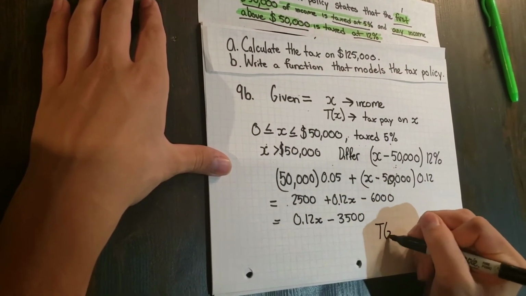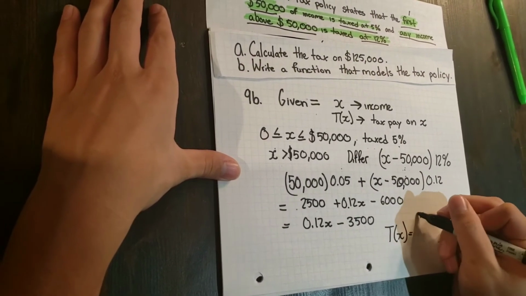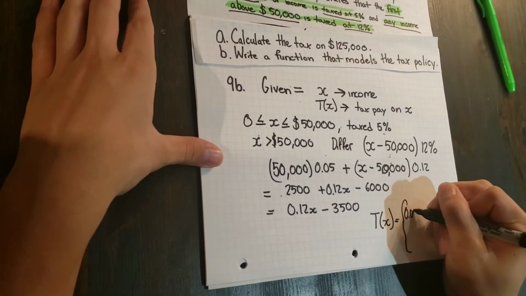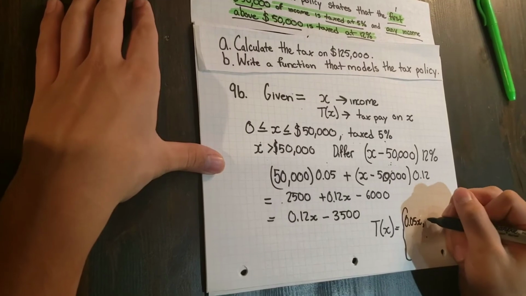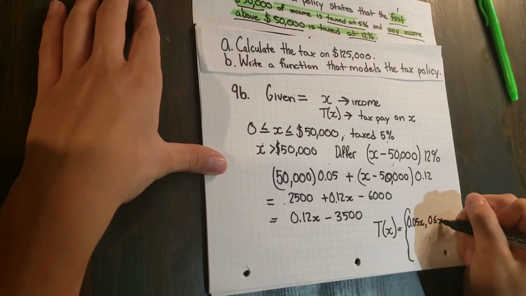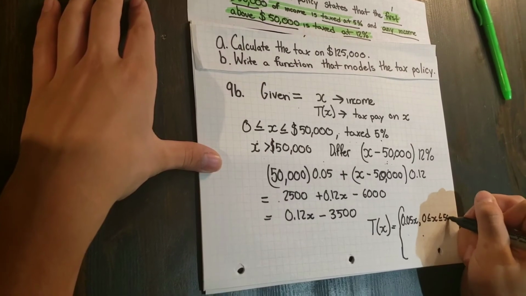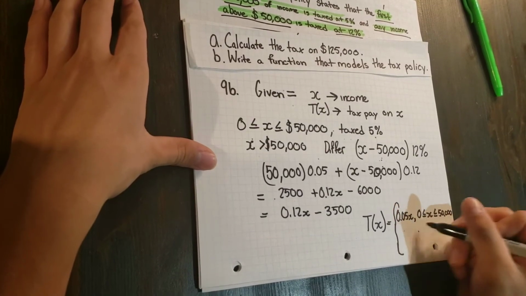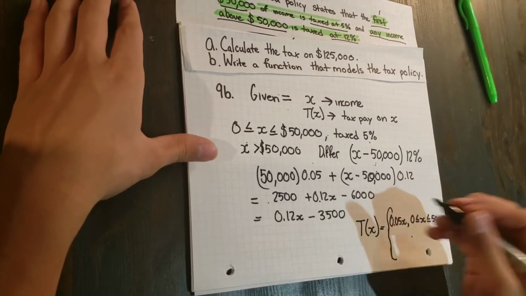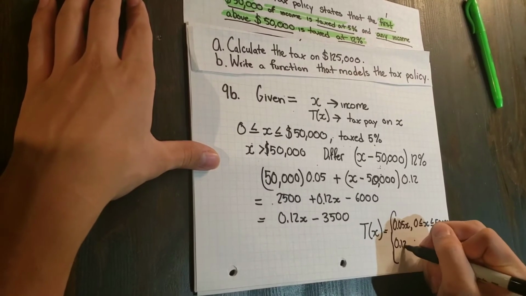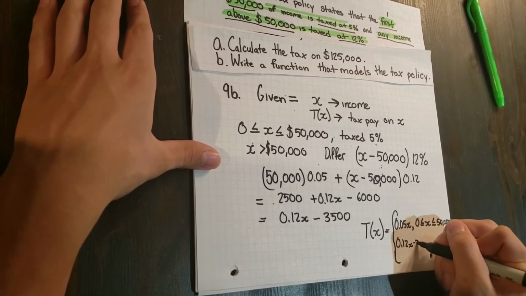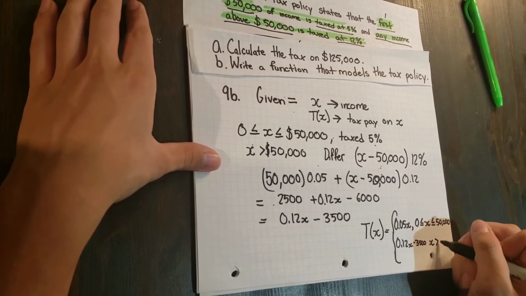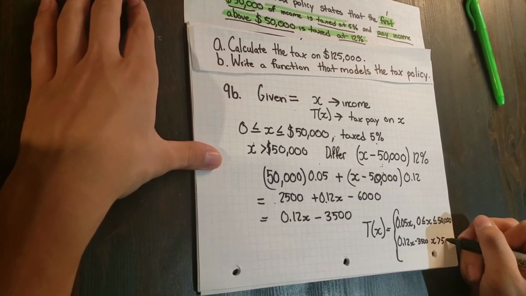So we have T of x equals 0.05x for anything from $0 to $50,000, which will be taxed at 5%. And with our new equation, 0.12x minus 3,500, anything greater than 50,000 will be taxed using this equation.